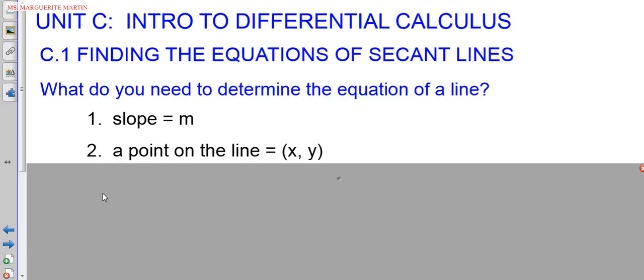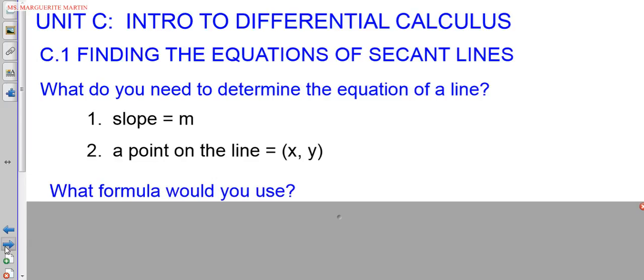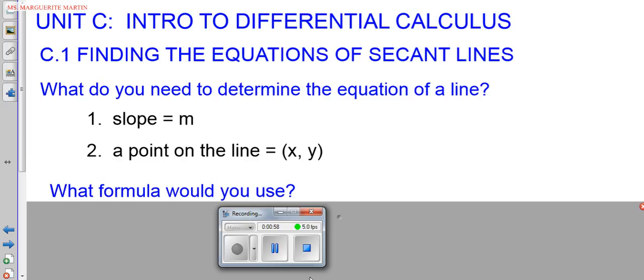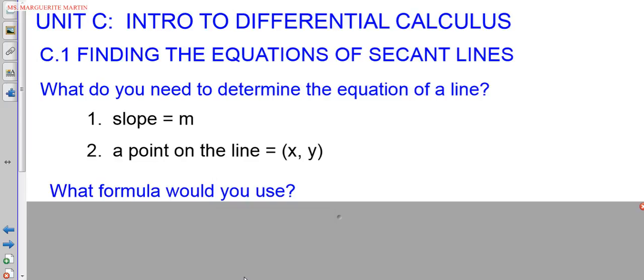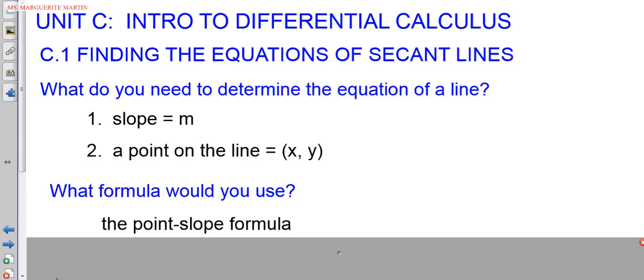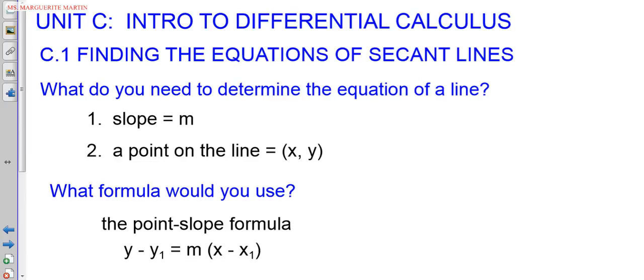Now, if you have a point and the slope, fill this in. What formula would you use? If I have to figure out the equation of a line and I have a point and I have the slope, the formula that I would use is called the point-slope formula. Not the slope-intercept formula. I don't have necessarily the intercept. I might, but not necessarily. Here's your point-slope formula. y minus y sub 1 equals the slope m times the quantity x minus x sub 1.